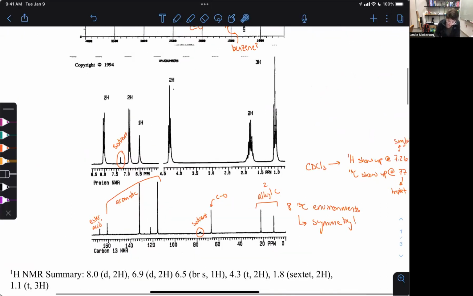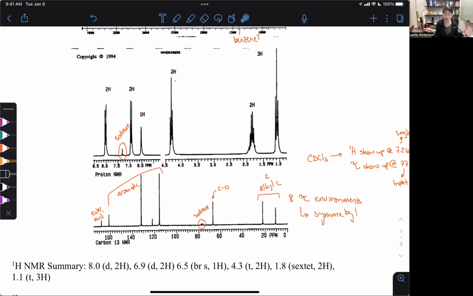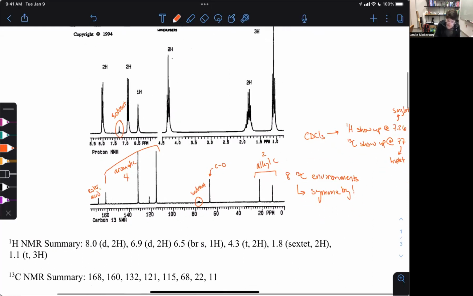So already we've got some ideas of what's going on here. I've got 4 aromatic peaks. I've got an ester or an acid. I've got a carbon-oxygen bond. And when I put those things together, if I'm thinking about acid versus ester, having a CO bond means that I probably have some sort of alkyl group attached to my oxygen, which makes acid a little bit less likely.